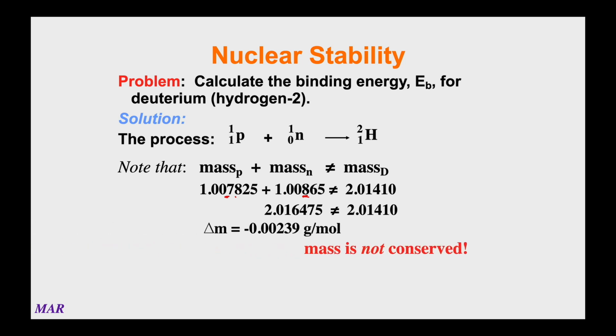So the mass is not conserved. You're actually losing mass on going from a proton and a neutron to the deuterium. You have a negative delta M. Remember, delta is always final minus initial. So final 2.01410 minus initial 2.016475, you get this negative number.